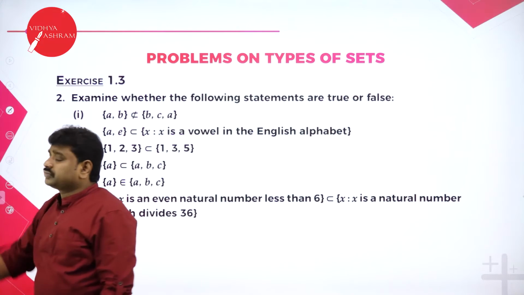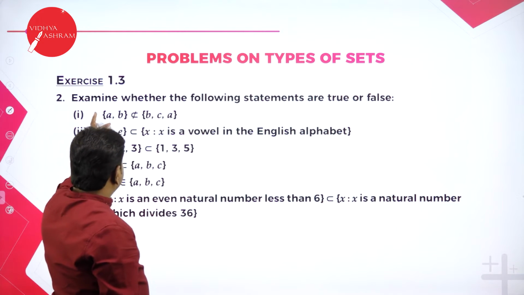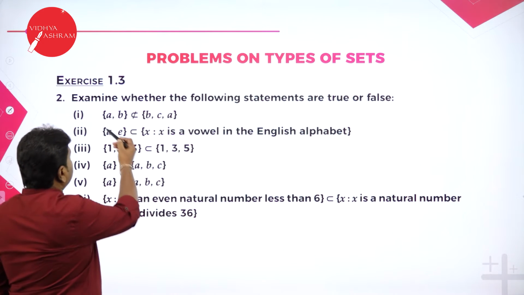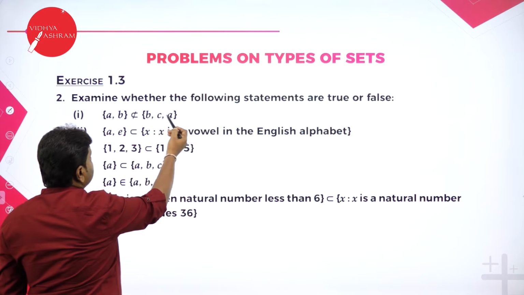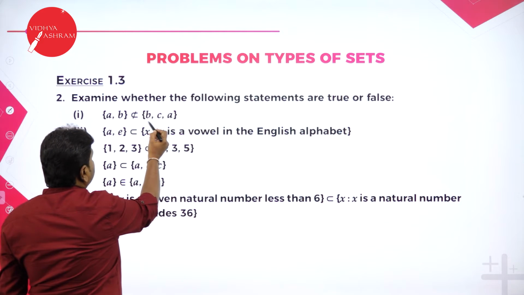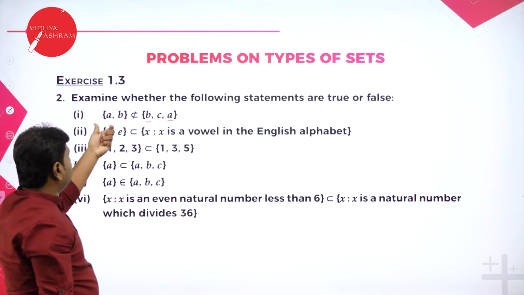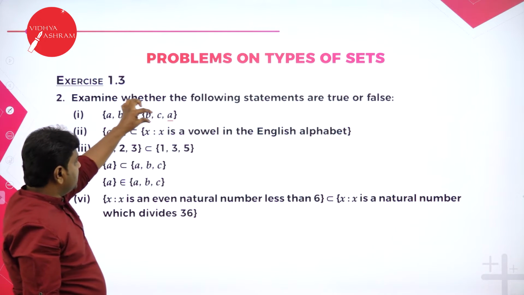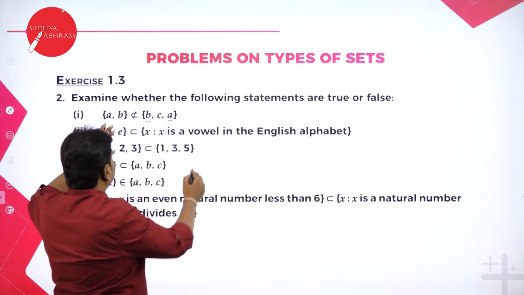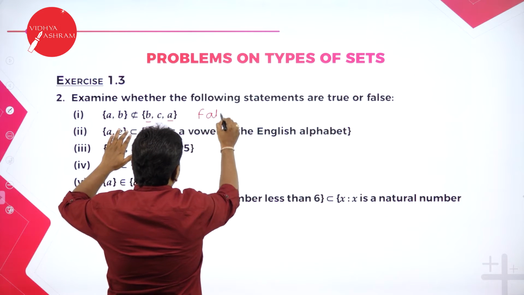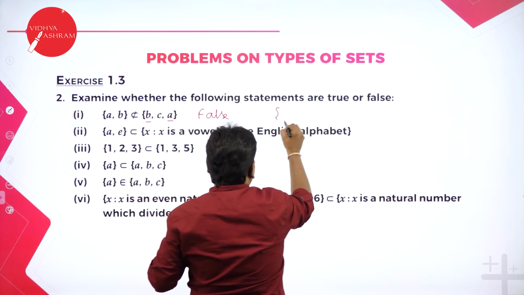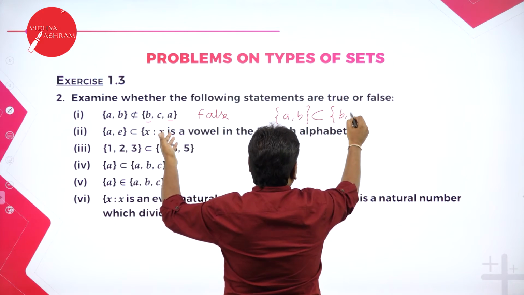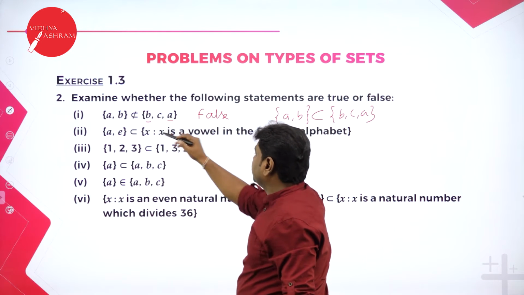Next we have: examine whether each of the following statements is true or false. A, B is not a subset of B, C, A. A, B is present in this. A, B is a subset of this B, C, A because A is here and A is here, B is here, B is here. So this is false. Why is this false? Because the set they gave, A, B, is a subset of this B, C, A, but they gave not a subset, so this is false.